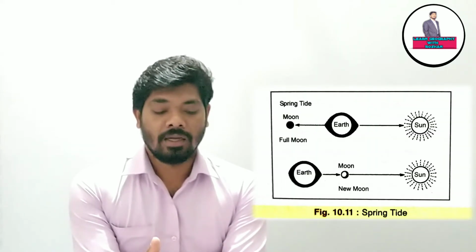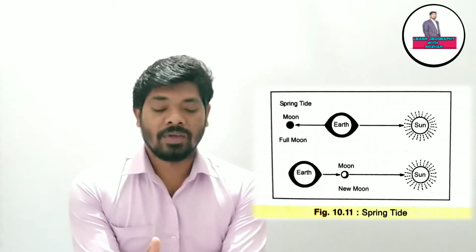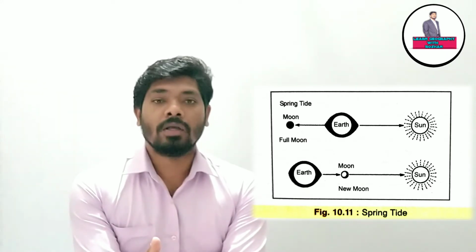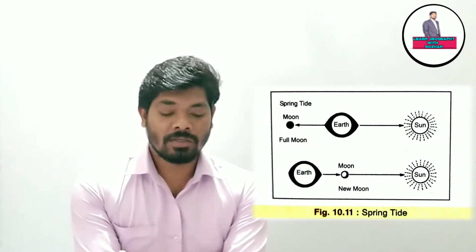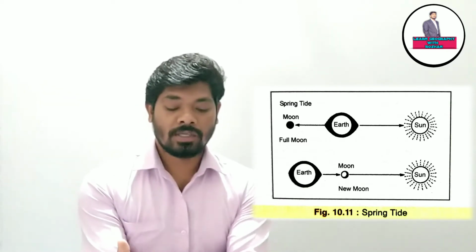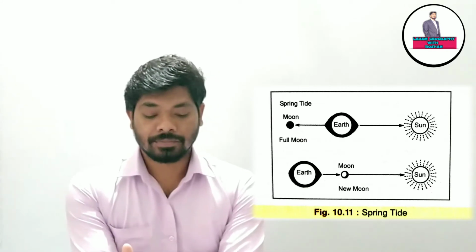At this time, the high tide is very high and the low tide is very low. Those types of tides are called spring tides. You can see the diagram, a very important diagram, often asked in the exam. Learn to draw the diagram of spring tide.